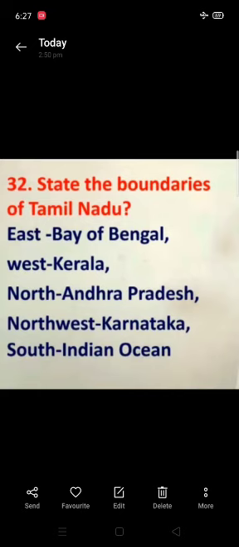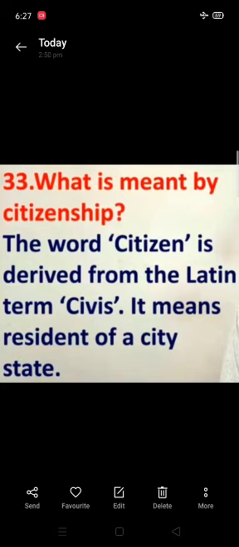State the boundaries of Tamil Nadu. East: Bay of Bengal, West: Kerala, North: Andhra Pradesh, Northwest: Karnataka, South: Indian Ocean. What is meant by citizenship? The word citizen is derived from the Latin term civis. It means resident of a city-state.